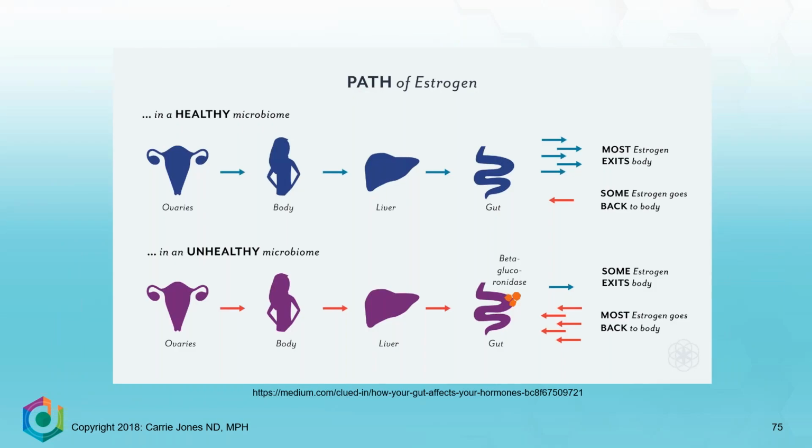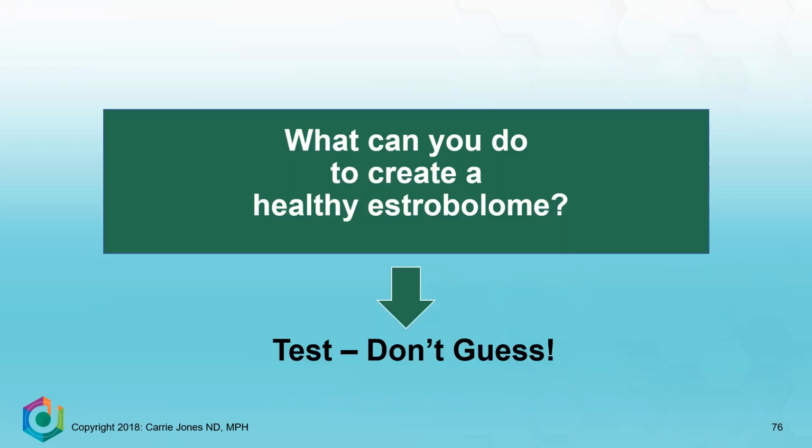Because what we want to do is this pathway. We want the ovary to make the hormone, and then it gets used in the body, goes to the liver, through the gut. Most of it gets excreted out in the feces and some comes back in. But what happens in an unhealthy microbiome is that most gets absorbed back into the body and very little goes out as estrogen, in this example, out of the body. So we're trying to be the analogy in the top half and not in the bottom half. We want a healthy microbiome.